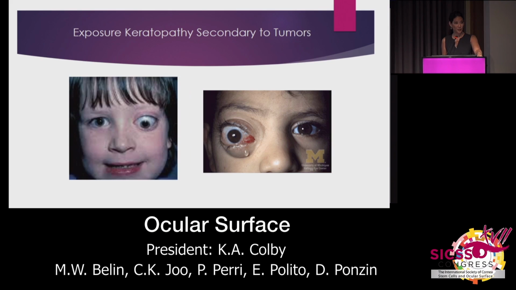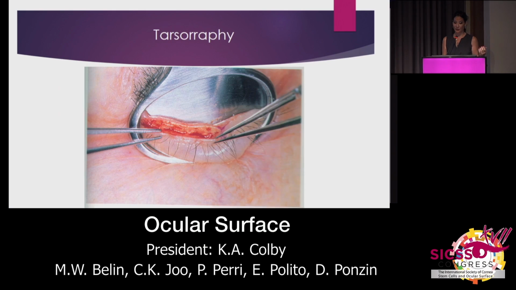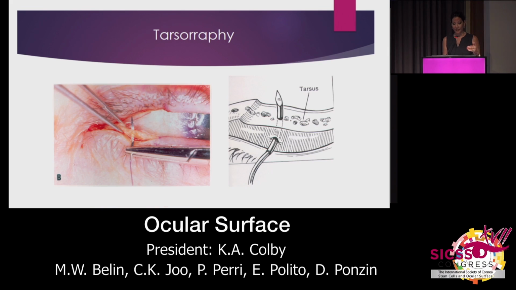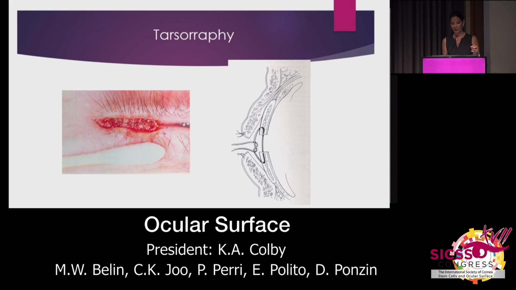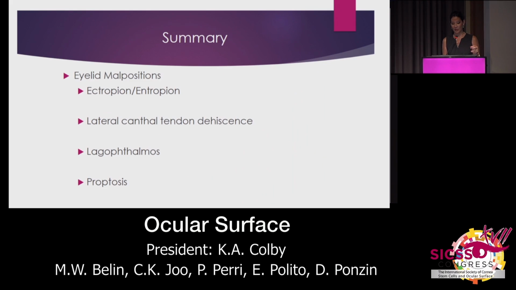Exposure keratopathy, if you have tumors in children, then you can do a tarsorrhaphy, which is surgical fusion of the upper and the lower eyelid margins. You could use a suture as a very temporary measure, or you could do permanent. You can do medial, you can do lateral, you can release it easily if you need to, and that's just dissecting anterior lamella from posterior lamella on both the upper and the lower lids, removing that mucocutaneous junction so that you have raw edges of the tarsal plate, which will adhere to each other, throwing some interrupted 5-0 Vicryl sutures through lamellar bites of the tarsal plate of the upper and the lower tarsal plates to fuse them together, and then you close the skin over it.